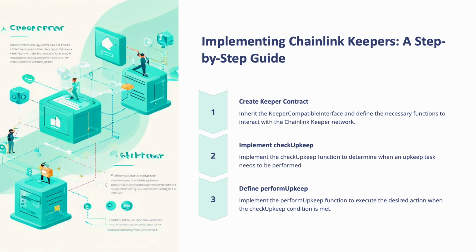Moving on, we have a guide on implementing Chainlink Keepers. Chainlink Keepers can be implemented in three major steps: creating a keeper contract, implementing checkUpkeep, and defining performUpkeep. The first step is to start by creating a contract that inherits from the keeper compatible interface. The second is to create a function that checks whether the upkeep needs to be performed. And the third one is to execute the required action when the checkUpkeep condition is met.